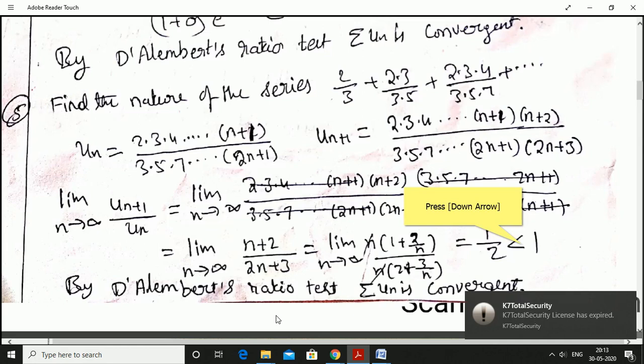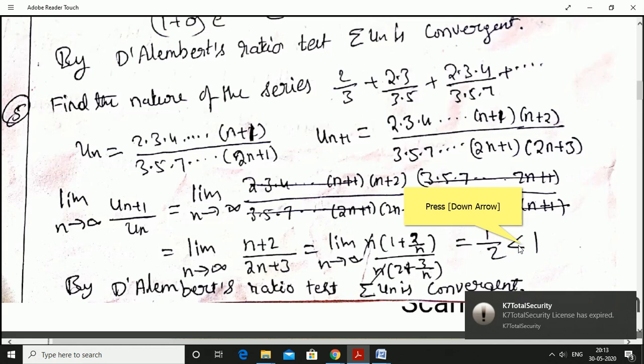Limit as n tends to infinity, un plus 1 divided by un. Un plus 1, write that as it is. For un, write the reciprocal because divided by I have written as into. And this term up to 2n plus 1 gets cancelled, and in the numerator up to n plus 1 gets cancelled with the denominator term. What remains is only n plus 2 divided by 2n plus 3, limit as n tends to infinity. In the numerator take n outside, as well as in the denominator take n outside. After taking n outside, that n gets cancelled. If you apply the limit as n tends to infinity, the answer is 1 by 2. 1 by 2 is definitely less than 1.